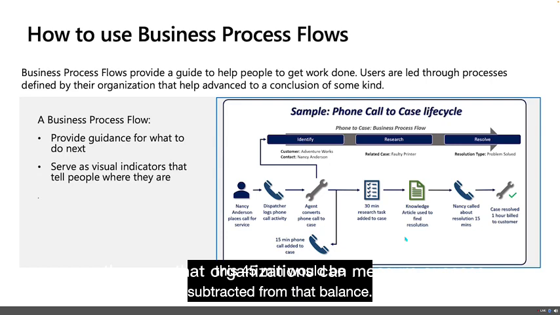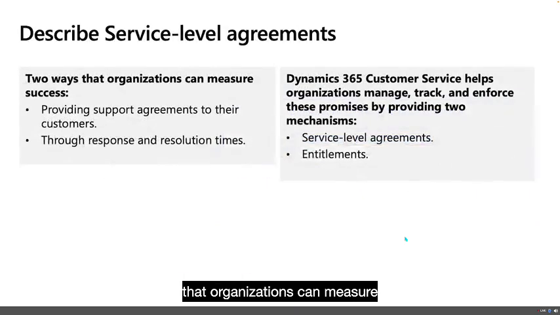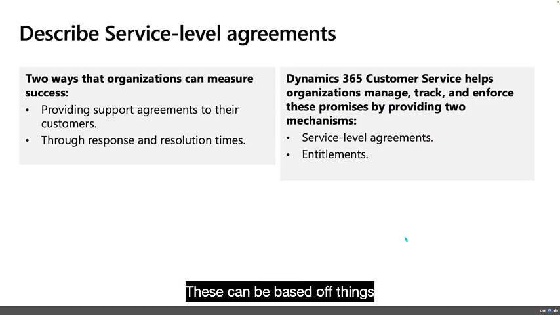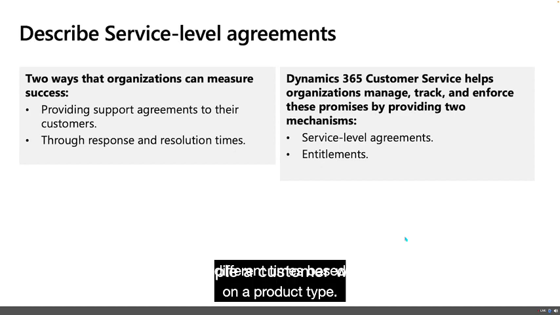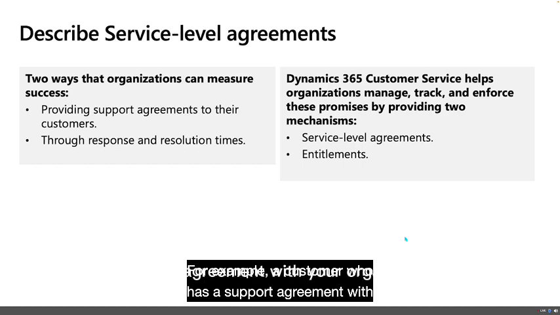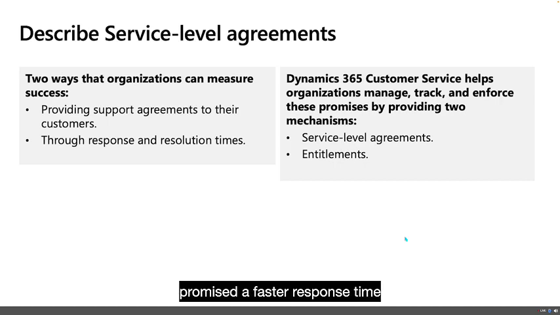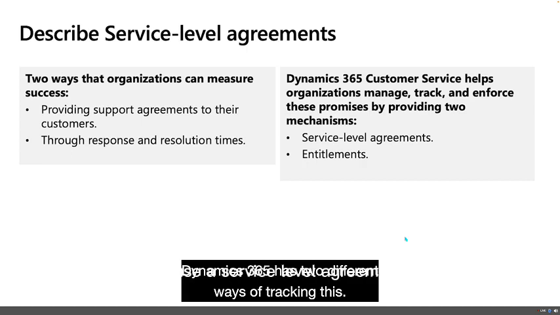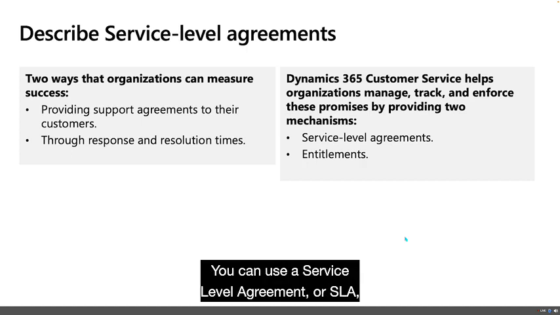Another way that organizations can measure success is through response and resolution times. These can be based off things like who is reporting the issue type, or different times based on a product type. For example, a customer who has a support agreement with your organization might be promised a faster response time than someone who does not have a support contract. Dynamics 365 has two different ways of tracking this. You can use a service level agreement, or SLA, or you can use entitlements.